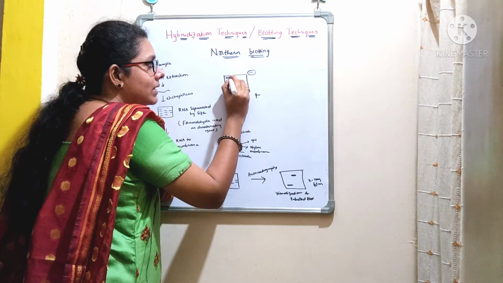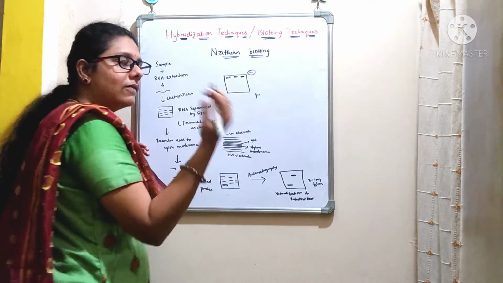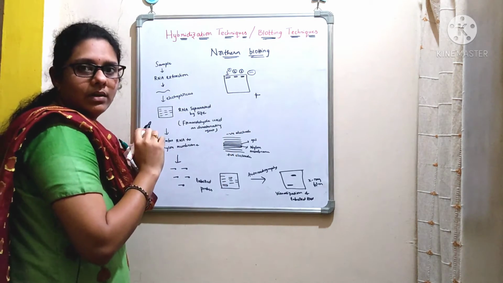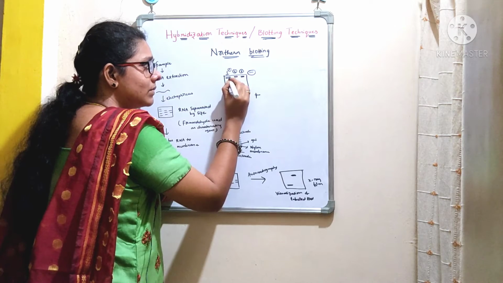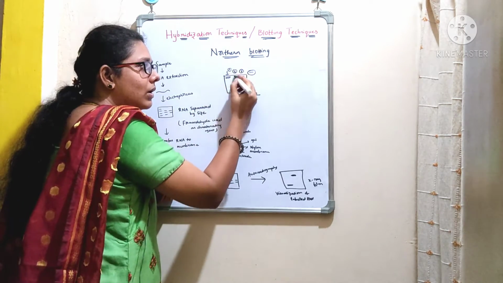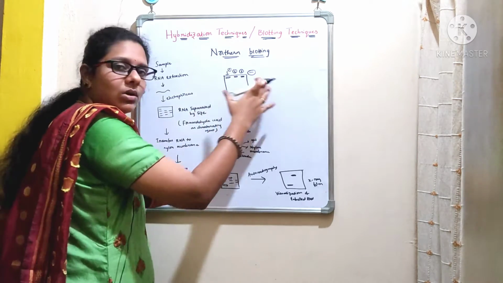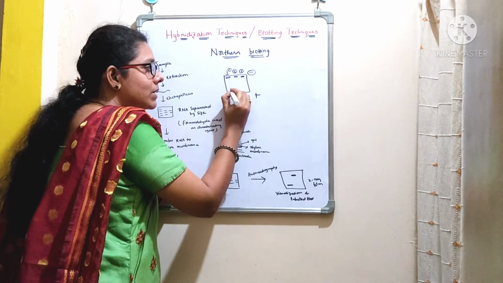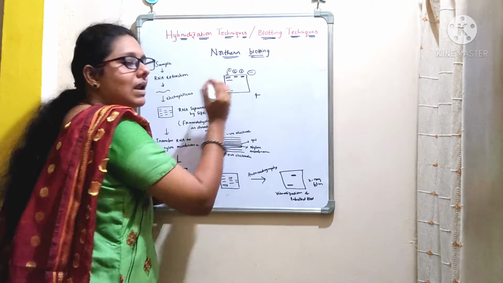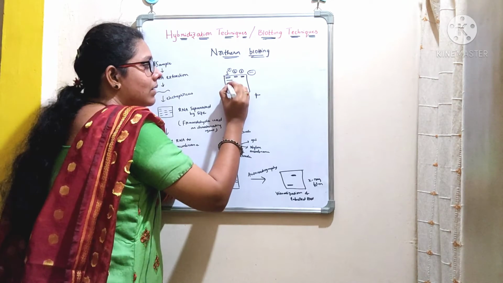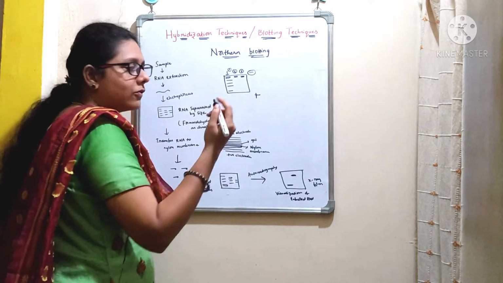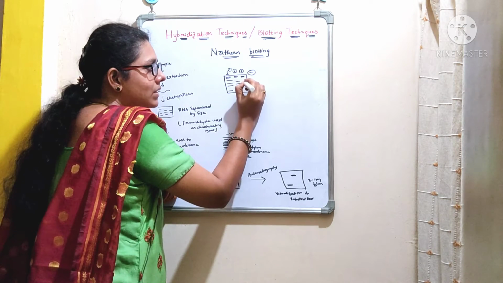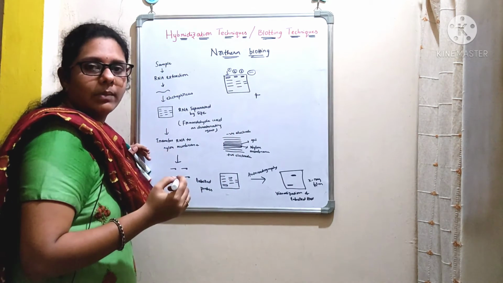Once you apply the sample into these wells, suppose you have loaded 3 different RNA samples, sample 1, sample 2 and sample 3, and once you load all the 3 samples into the wells and switch on the power, the migration of the RNA will take place. The smaller fragments will move faster compared to the larger fragments. In sample 1 you got around 4 RNA fragments, in sample 2 around 3 RNA fragments, and in sample 3 around 2 RNA fragments.